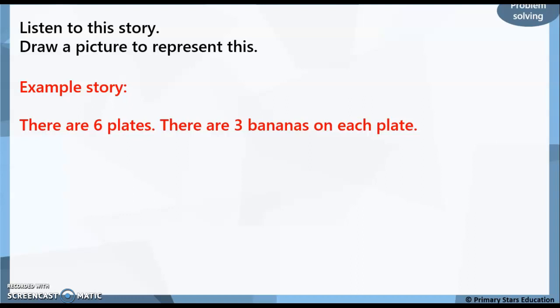When it says listen to this story, it's not a story. So it's not lots and lots of sentences. There's just a couple of sentences. So when you get to write your own, this is how simple it needs to be. There are 6 plates. There are 3 bananas on each plate. How many bananas altogether? So when you're writing this, you could literally copy this. There are something plates, but just change the numbers. Okay? How many bananas altogether?